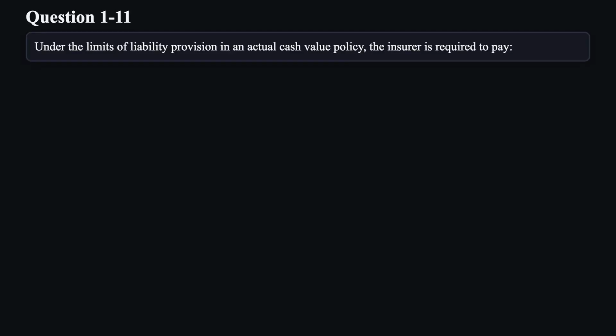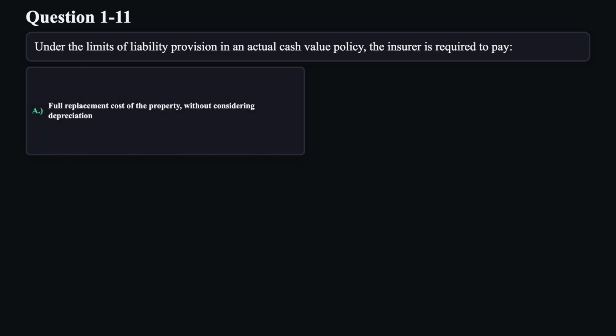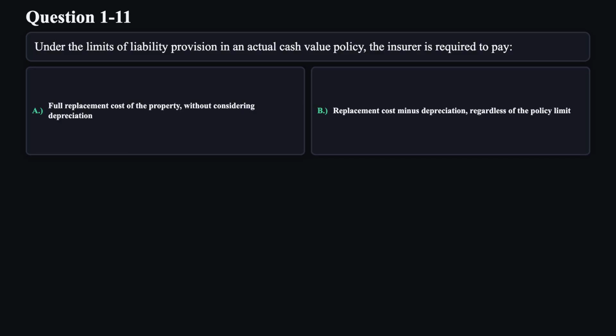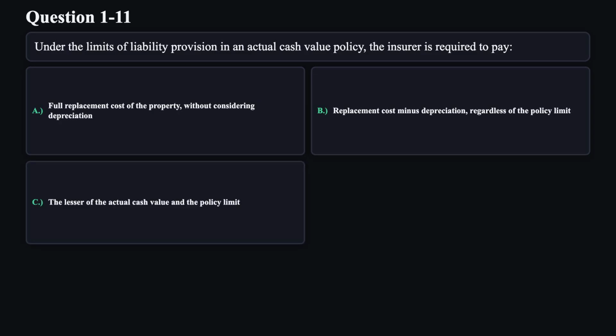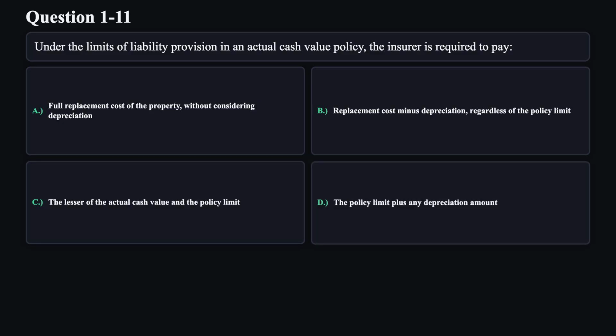Question 11. Under the limits of liability provision in an actual cash value policy, the insurer is required to pay A. Full replacement cost of the property without considering depreciation. B. Replacement cost minus depreciation regardless of the policy limit. C. The lesser of the actual cash value or the policy limit. D. The policy limit plus any depreciation amount.